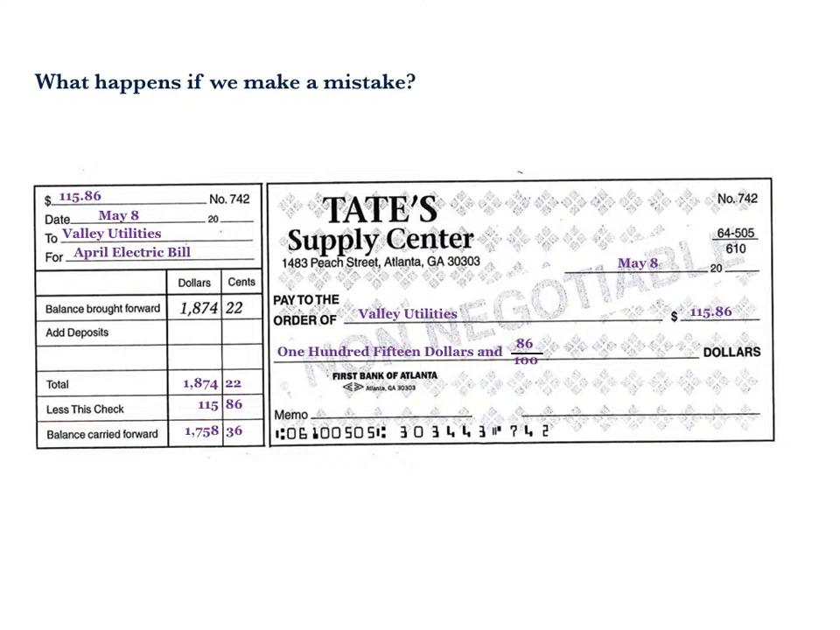Now what happens if we're writing this check and we make a mistake? We write the word void over the check and also over the check stub.